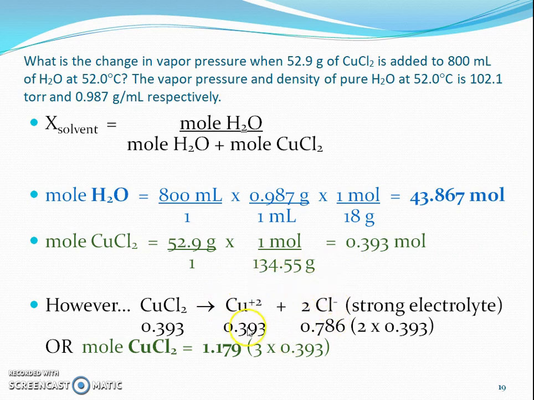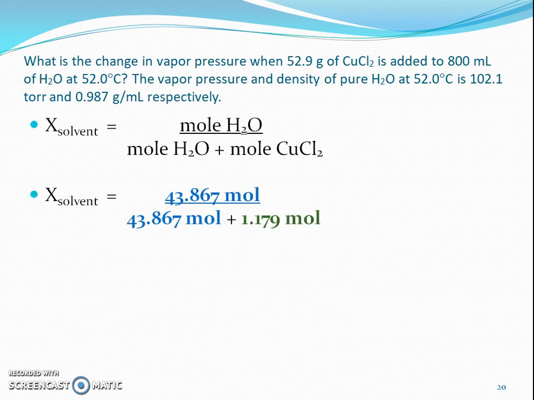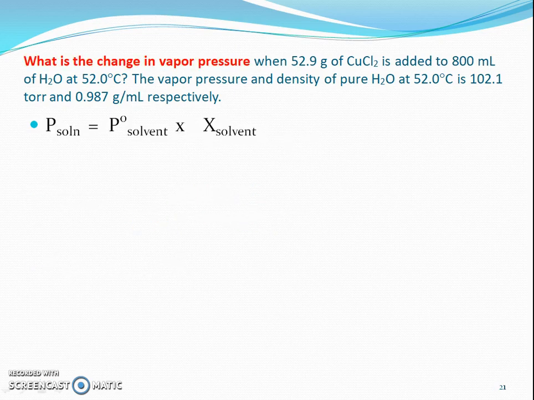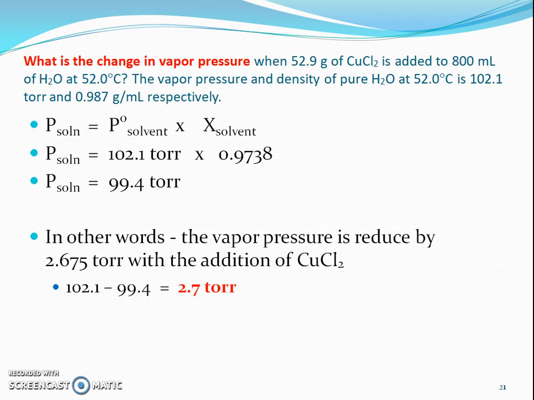We have to take into consideration that it's going to break up into ions, and those ions are the particles that are going to be in our solution. So now we can use those numbers. We can plug and chug, and we get that as our x. So back to the original equation, plug and chug. 99.4 torr. However, it says, what is the change in the vapor pressure?